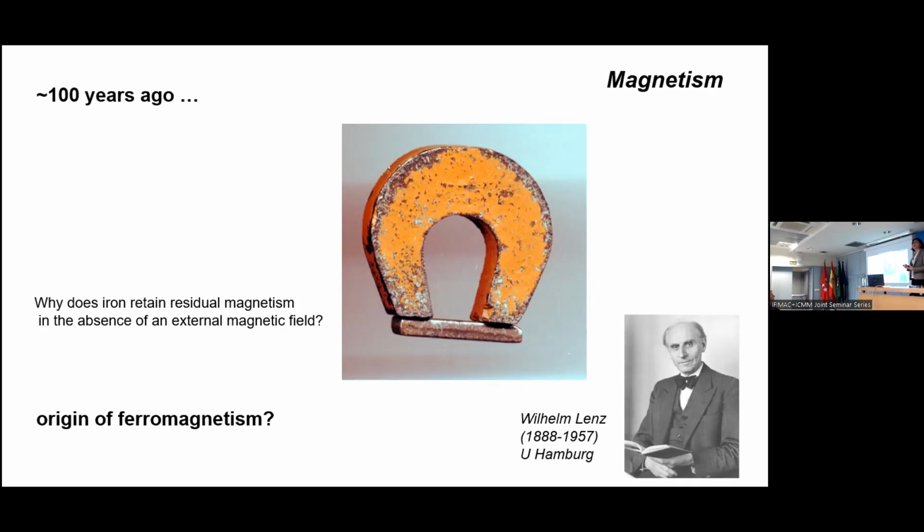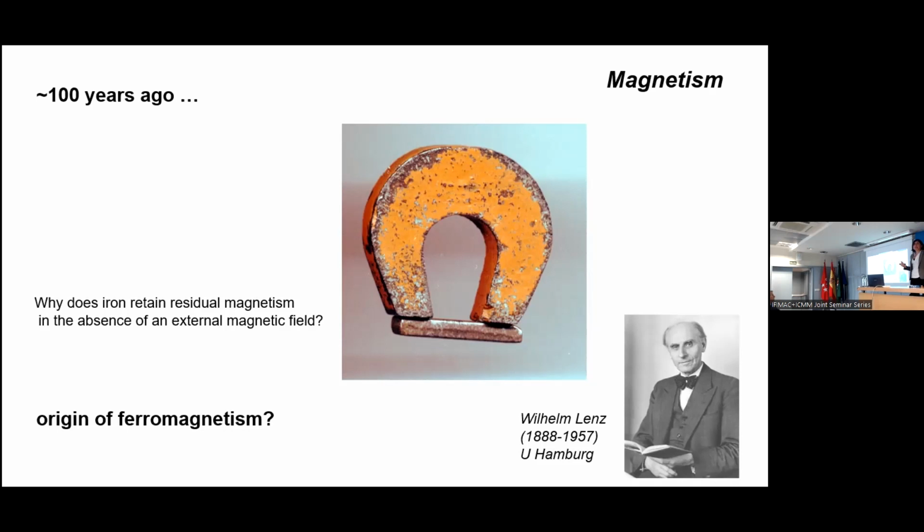So there were many open questions about the behavior that was being observed in materials that could not be understood. So for instance, one of the very classical questions at that time was, why does iron retain residual magnetism in the absence of an external magnetic field? So where does this ferromagnetic behavior come from?